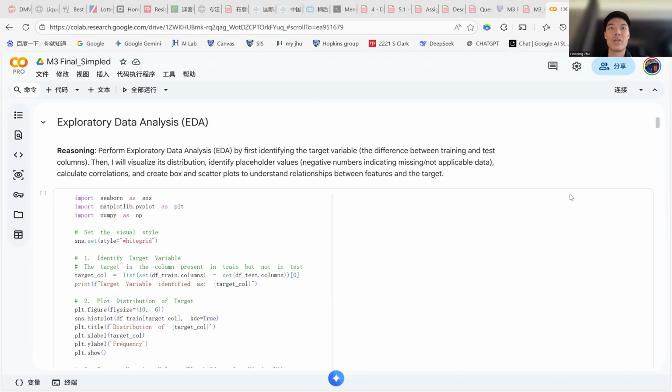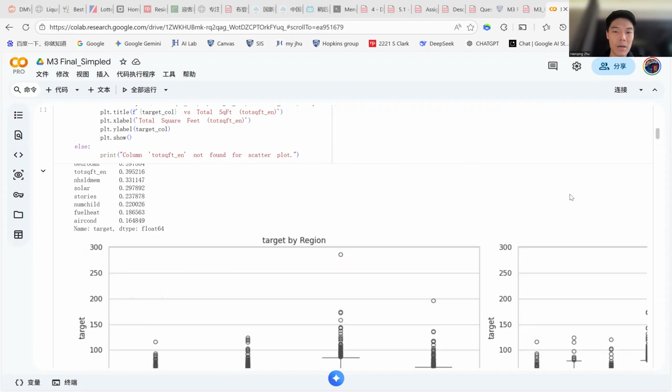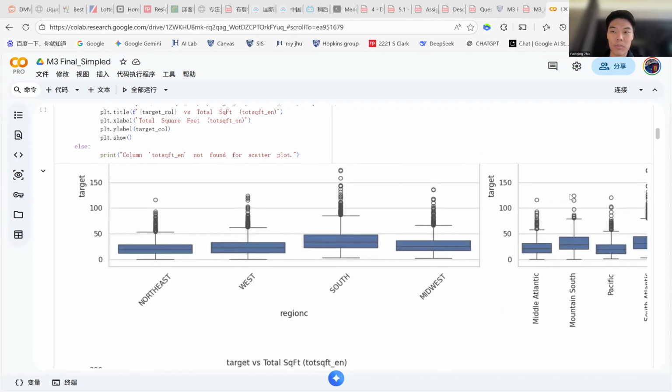Next, I looked at the target variable, energy consumption, through visualization. It became immediately clear that the data was heavily skewed. Most households have moderate consumption, but there's a long tail of extremely high consumption users. This skewness posed a significant challenge for linear models, which often assume a normal distribution. So this is the part I did, and there's a heat map and also some box plots.